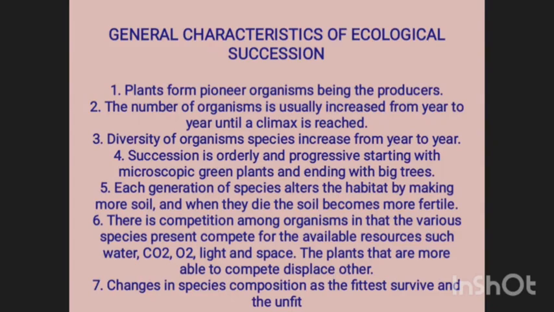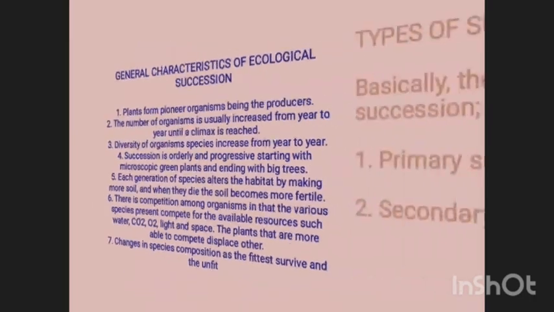So the fittest survive the unfit, and these are the characteristics of ecological succession, and this happens over the years. It doesn't just happen overnight. It might take years before we can get a complete or stable climax community.